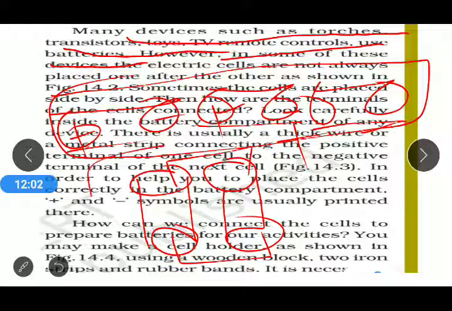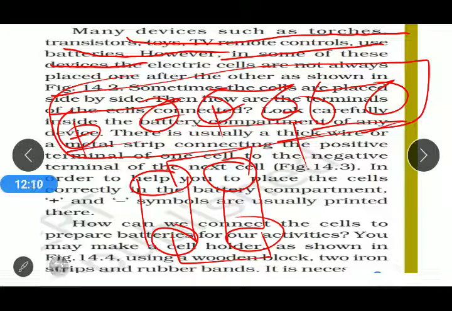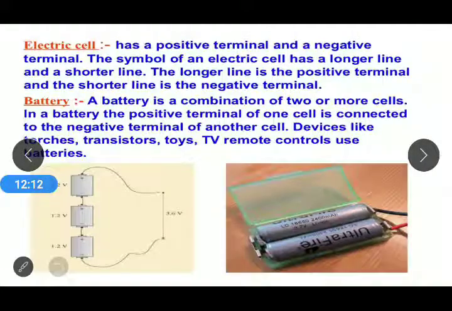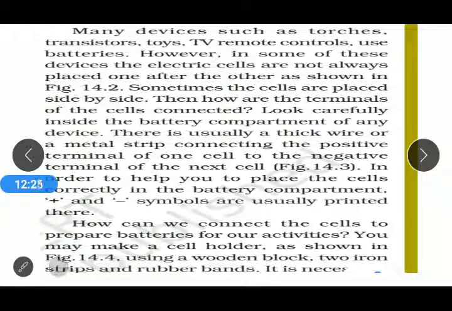That is the way we can make the parallel combination of the cells, and with the help of that we can easily form the battery. So devices like torches, transistors, switches, and TV remote controls use the battery, and that is the combination of cells, and that is the battery.